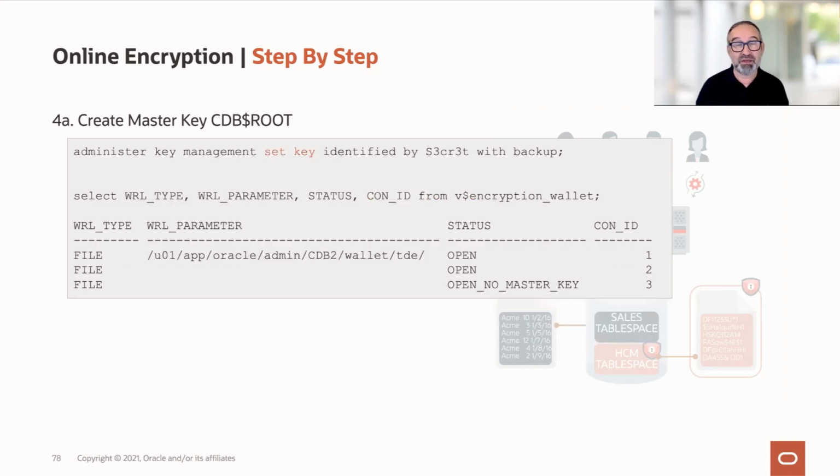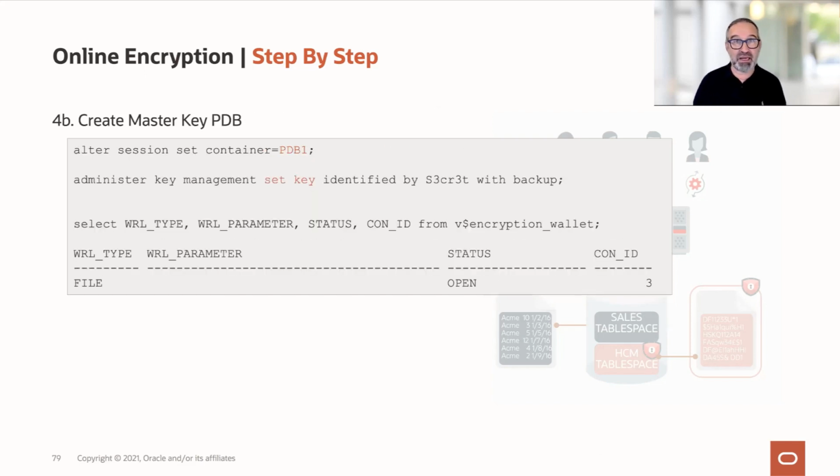So let's do that. Let's create a master key for the CDB root. So administer key management set key identified by my secret password with backup. And this applies not only to the CDB root, but you see it also in V$ENCRYPTION_WALLET here. It applies to the PDB seed implicitly as well. Still, it does not apply for my PDB. So I need to do the same step here for my PDB. I change into my container PDB1, set the key, and then also here the encryption wallet tells me that the status is open.